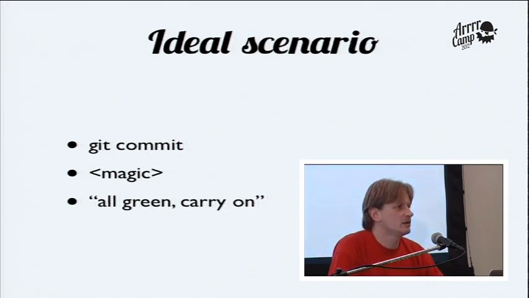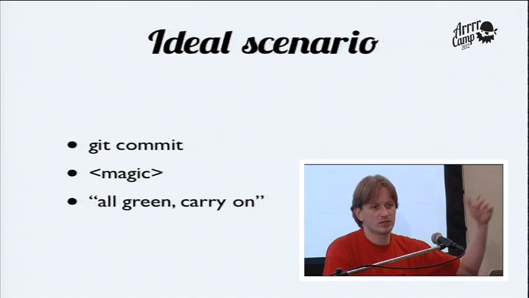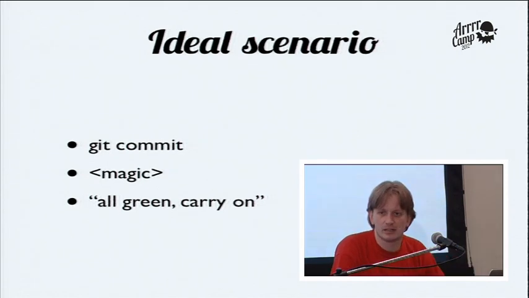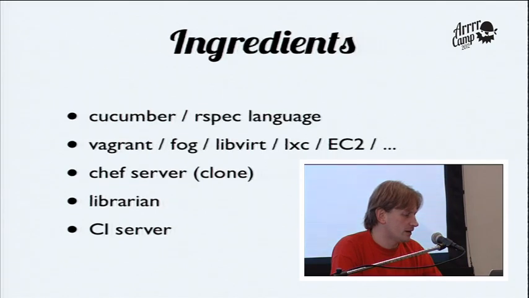Ideal scenario here would be me committing to, well, pushing actually to something and then magic. And then I would get some message somewhere saying, well, your recipe change didn't break anything. So we can merge like the master branch to the stable branch or whatever and carry on.